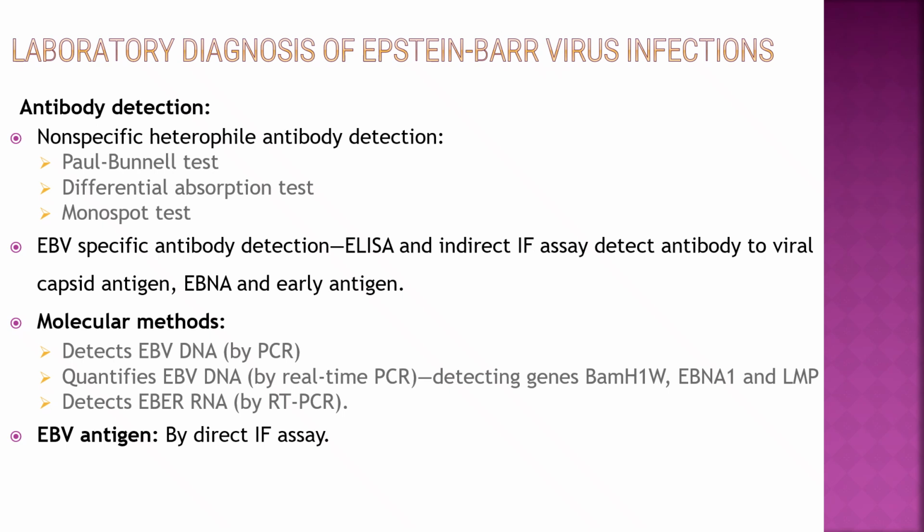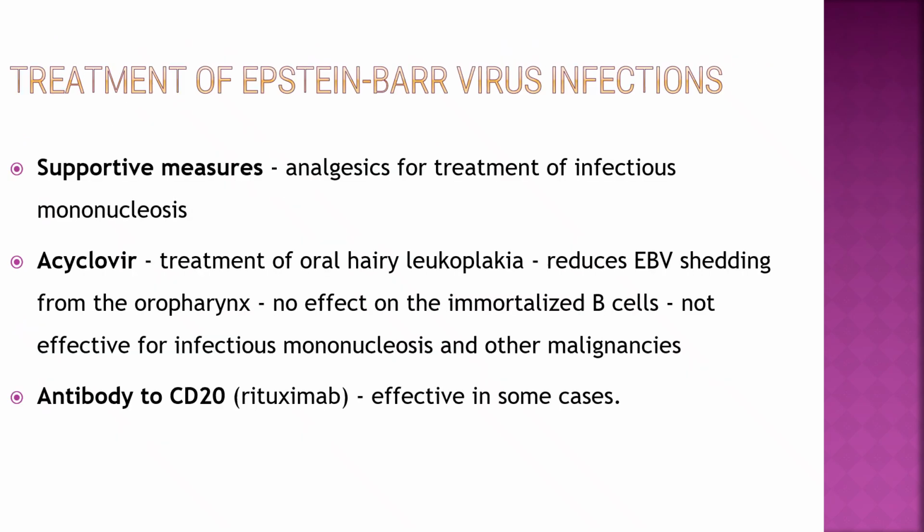Laboratory diagnosis, antibody detection: non-specific heterophile antibody detection by Paul-Bunnell test, differential absorption test, monospot test. EBV-specific antibody detection: ELISA and indirect immunofluorescence to detect antibody to viral capsid antigen, EBNA, and early antigen. Molecular methods: detects EBV DNA by PCR, quantifies EBV DNA by real-time PCR, detects EBER RNA by RT-PCR, and EBV antigen by direct immunofluorescence assay.